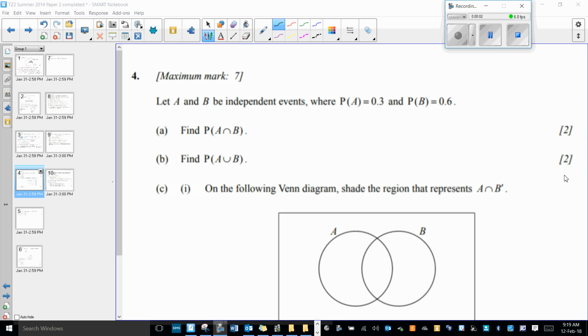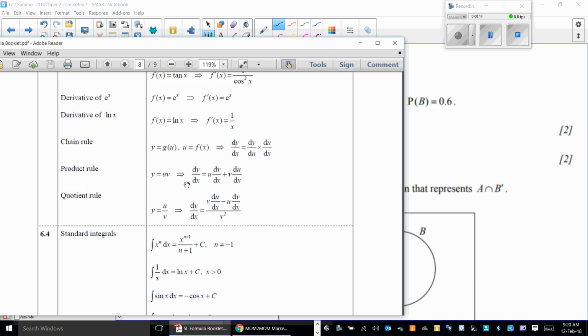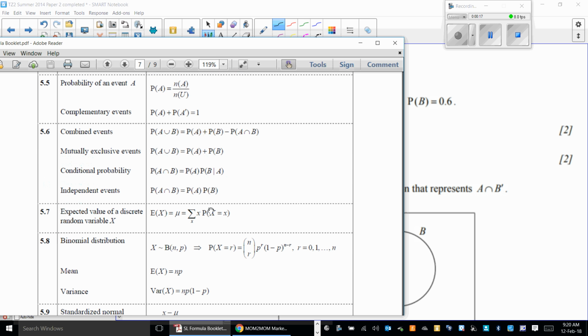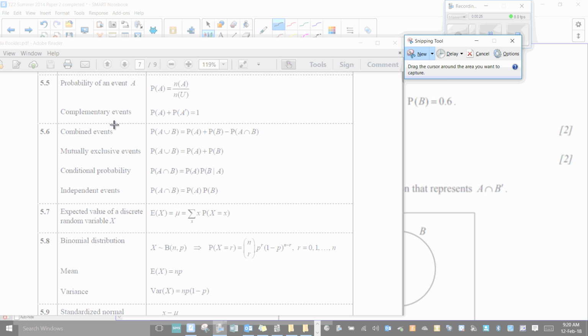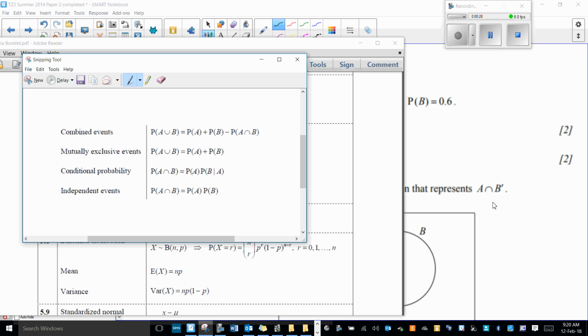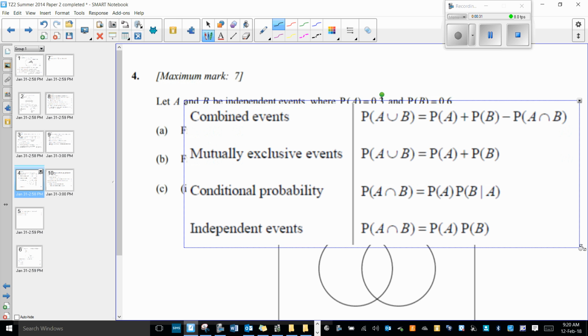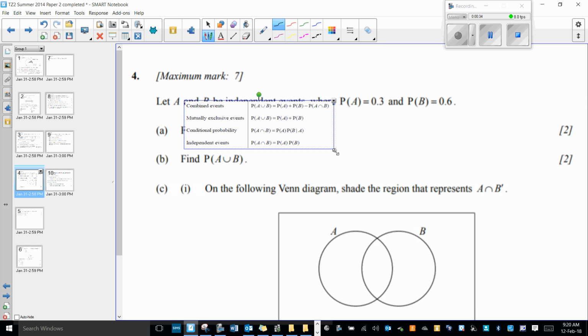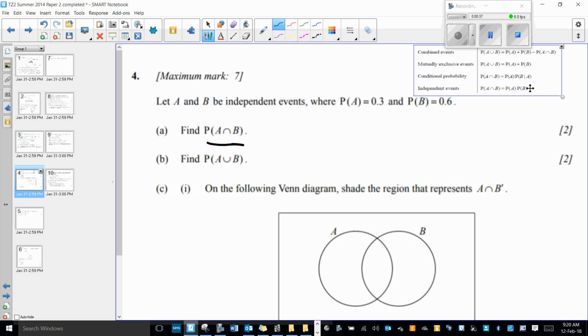Independent events, P(A), P(B), define the intersection. So I don't know if the formula booklet helps us with this. Oh, here we go, yep, independent events, so we would just multiply the two. Okay, so we just multiply the two together, so that's 0.3 times 0.6 equals 0.18.